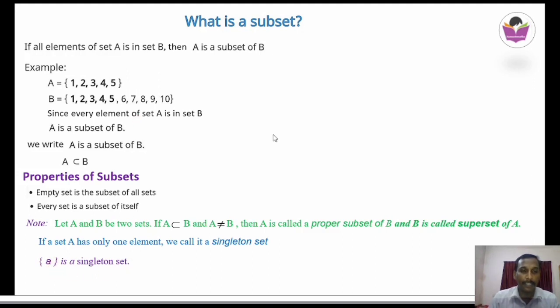And in this slide we have discussed one symbol, that is subset. So let's recall it. This is the symbol for that, and we read it as subset of.